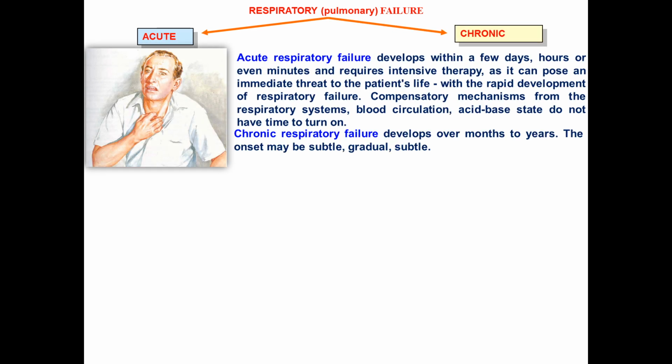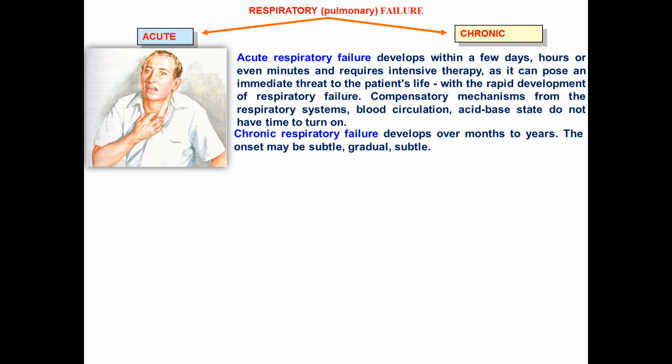There are two types of respiratory failure, acute and chronic. Acute respiratory failure develops within a few days, hours, or even minutes and requires intensive therapy. For example, an acute bronchial asthma attack, or pneumothorax, as it can pose an immediate threat to the patient's life with the rapid development of respiratory failure.